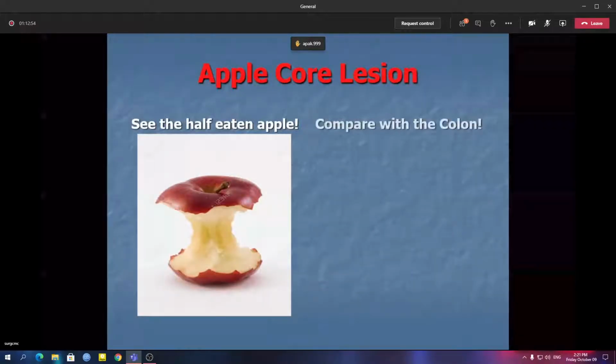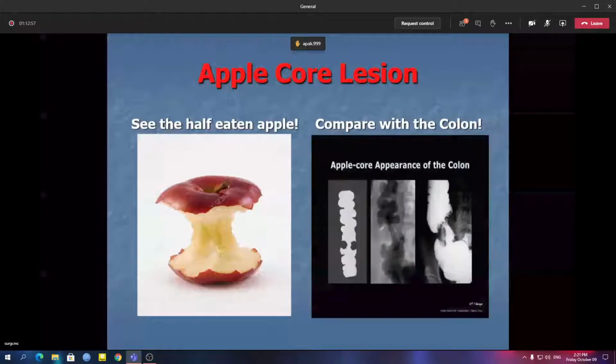A very important thing in barium studies in colon is the apple core lesion. What is an apple core lesion? You give the barium, you get a filling defect within the large bowel, and it is named like an apple core lesion. This is an apple when you eat it from all sides, and this is the picture of an apple core within the bowel loop. I will show in a better plate.